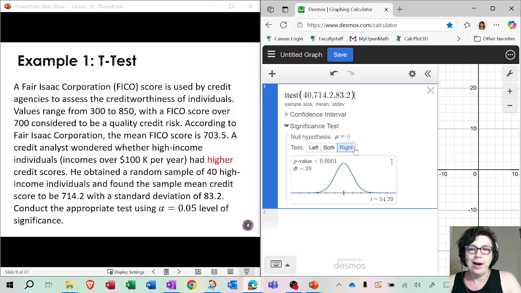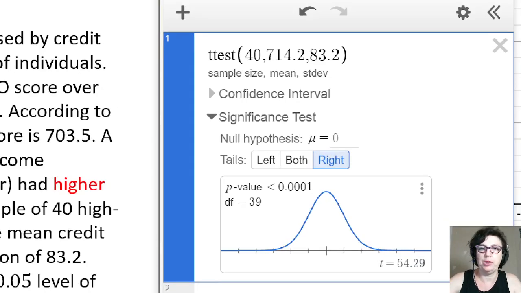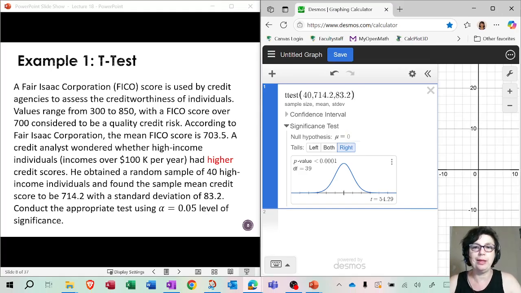Okay, but it's still not done because there is something else that you have to pay attention to. What is this something else? This right here. That is supposed to be mu0, and this should never, ever be left as 0 because that will give you very weird and wrong results. You are not testing that the mean is 0. What was your null value, that mu0? This one, 703.5. Okay, that's it.